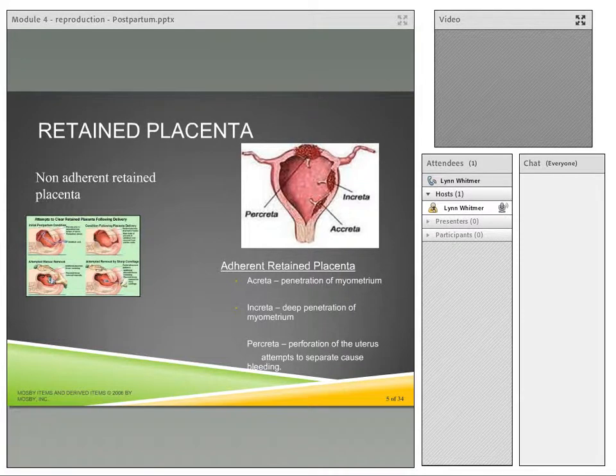Now the problem with these three is that we don't know they are there until we actually try to get the placenta to resolve. The risk factor would be a prior C-section or some type of manipulation of that uterine lining that causes a hole, like a window into the uterus, which would allow the placenta to migrate through. Again, we don't know this until the time of the event, and then most often it ends up being a hysterectomy.